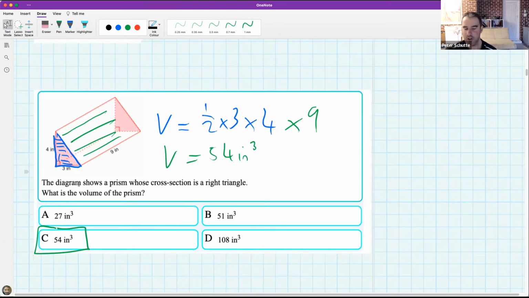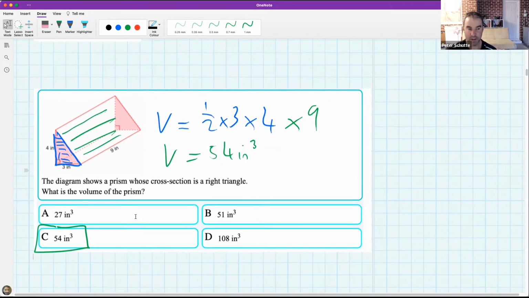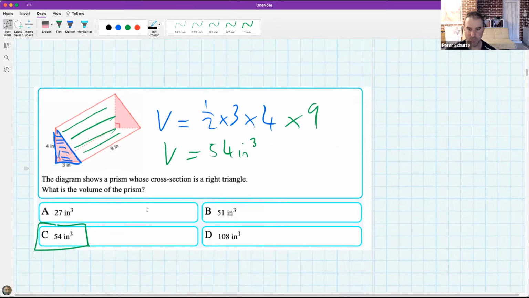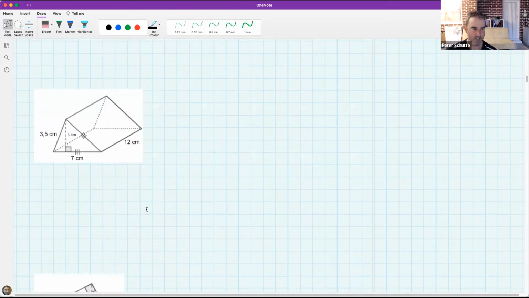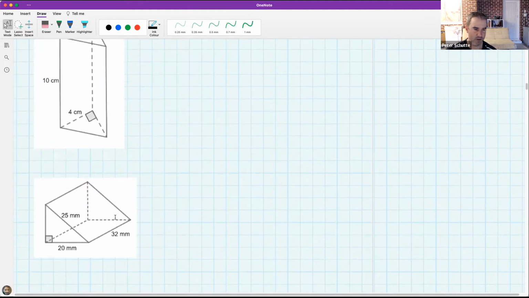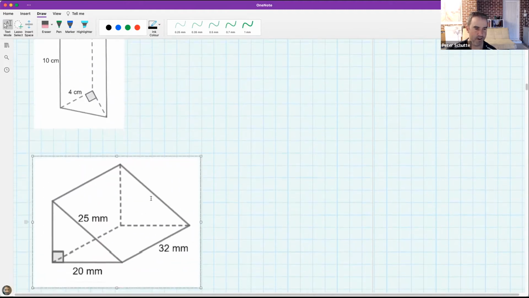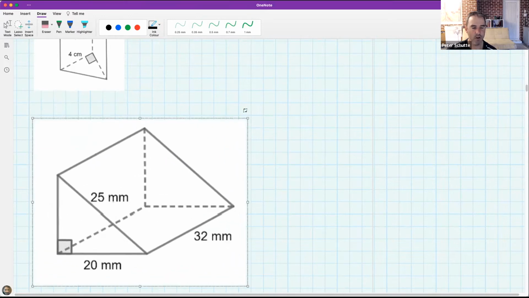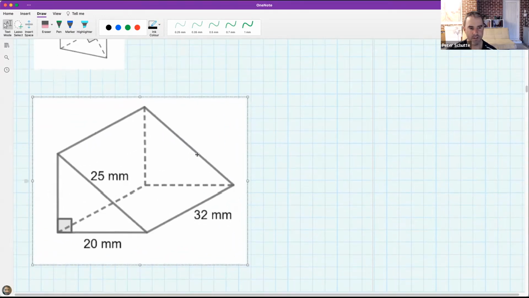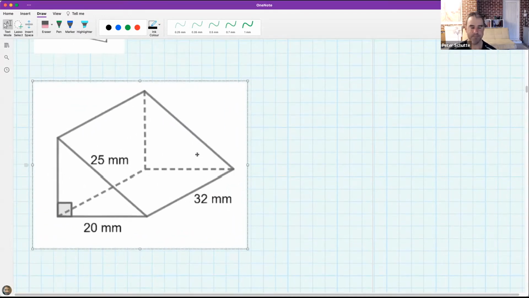Yeah, so the good news is volume is actually quite straightforward. You just need to know the area. That's why the first lesson was about area, because you need to be comfortable with area. Let's go on to this one. So find me the volume of this triangular prism.